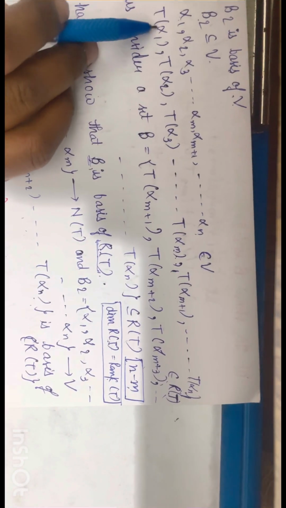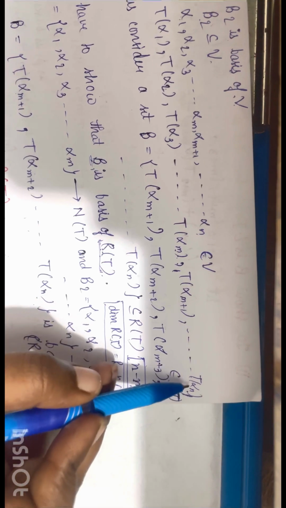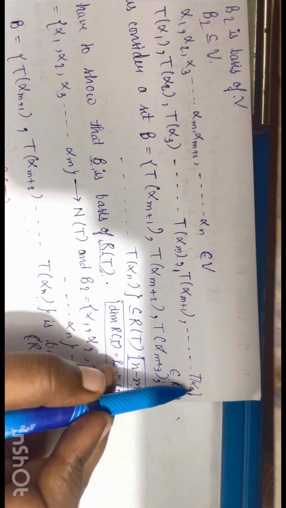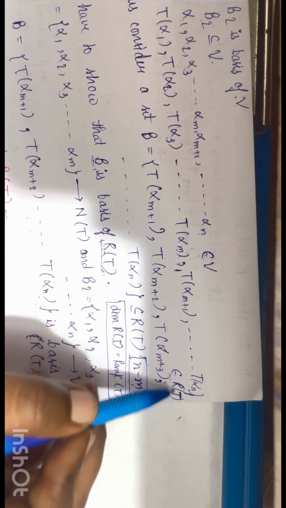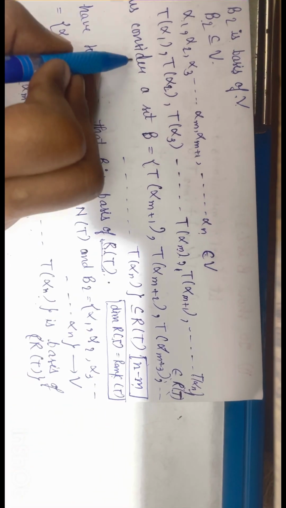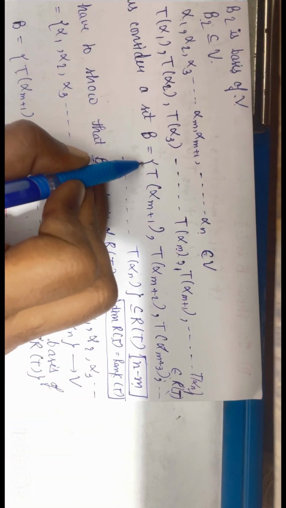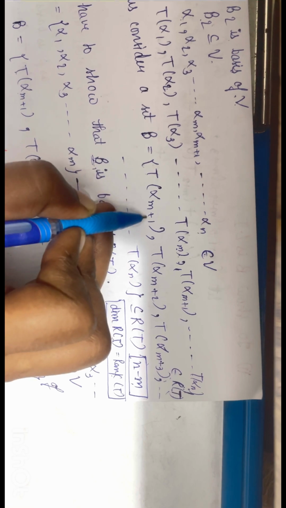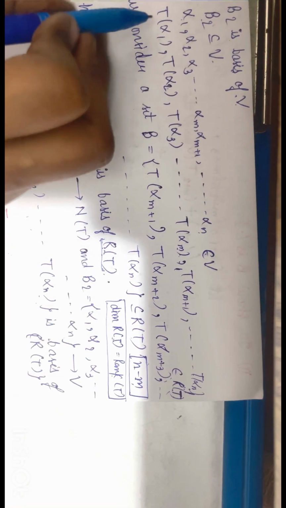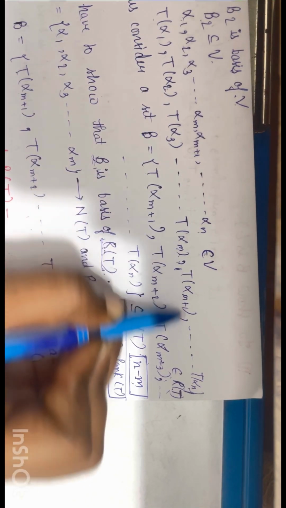Here T of alpha 1, T of alpha 2, etc. to T of alpha n will be belonging to range space of T. Let us consider a set from here, which is T of alpha m plus 1 to T of alpha n. Here these are n minus m elements.